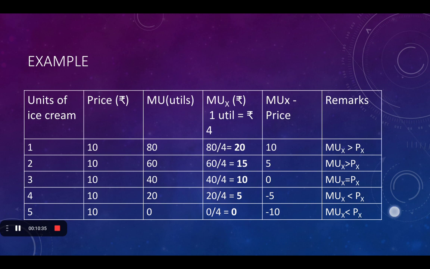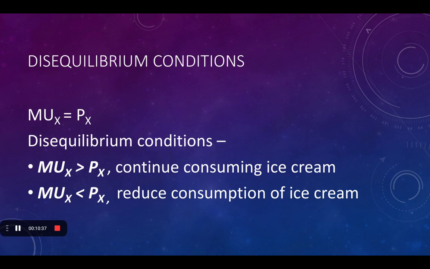Now in this condition, the consumer will stop or reduce its consumption of ice cream because the satisfaction which he is deriving is much lesser than what he has to pay. And therefore, he will stop or reduce its consumption of ice cream to the extent that equilibrium is attained and MUX becomes equal to price of the commodity.